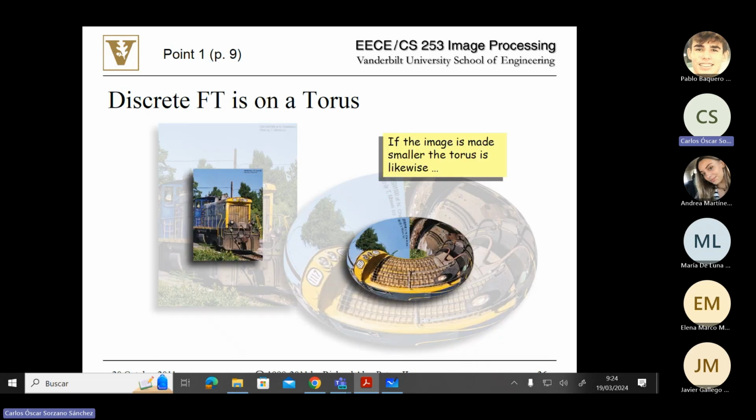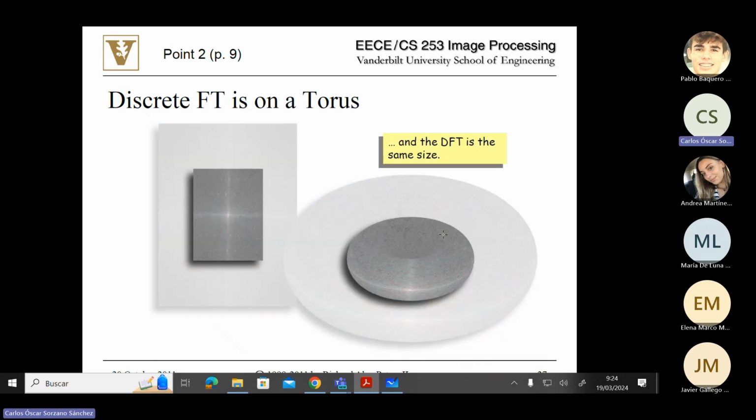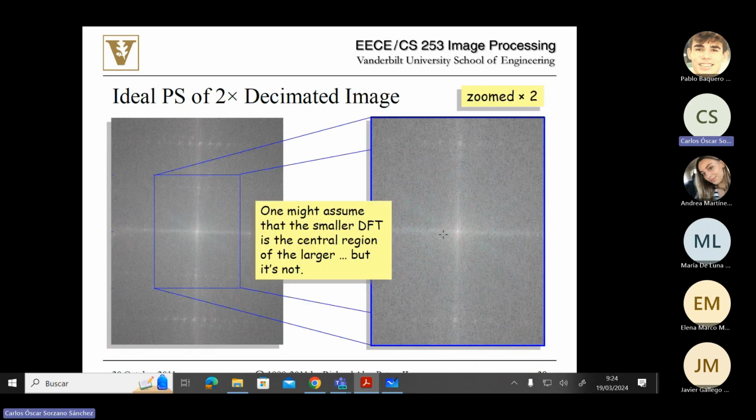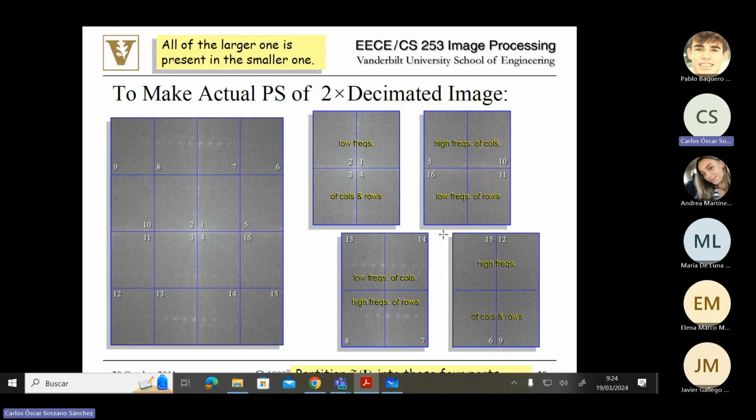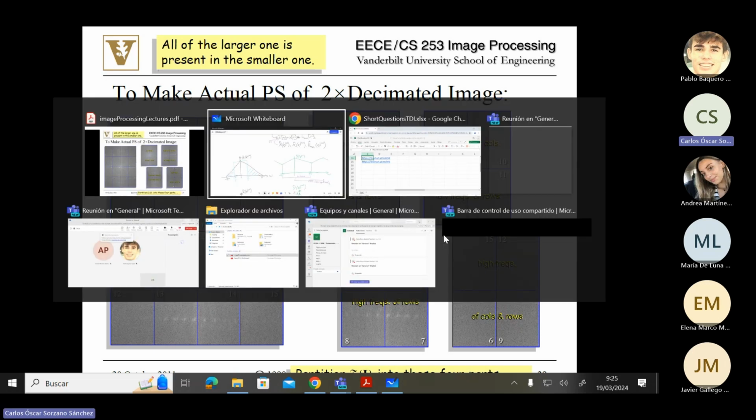Okay, so let's see this expansion. This was explained with the torus. I find the explanation with the torus a little bit confusing, so I think this one is more clear. Okay, so let's try to do it.